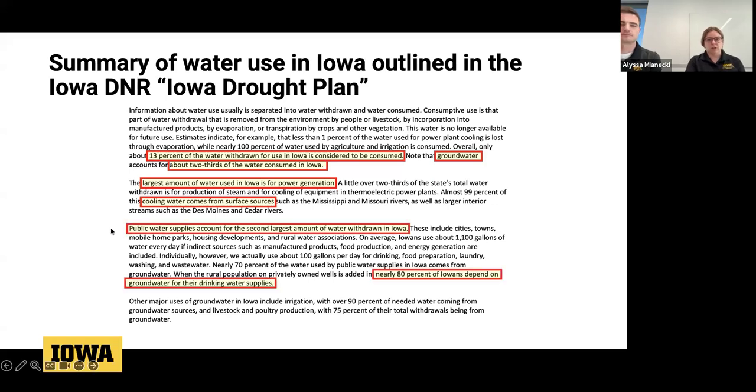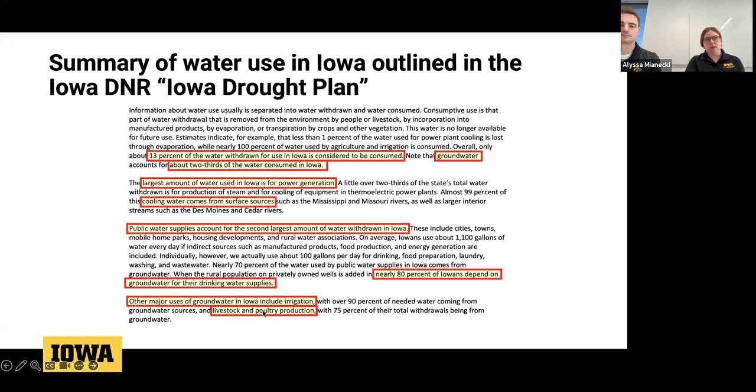And our second largest use of water is for public supplies. So that's for drinking water, for just domestic uses. And altogether, including Iowans who are on their own private wells, about 80% of Iowans are depending on groundwater for that drinking water source. So this is a resource that we need to make sure is protected. And then, of course, other major uses of groundwater in Iowa include things for irrigation, livestock, and poultry production.